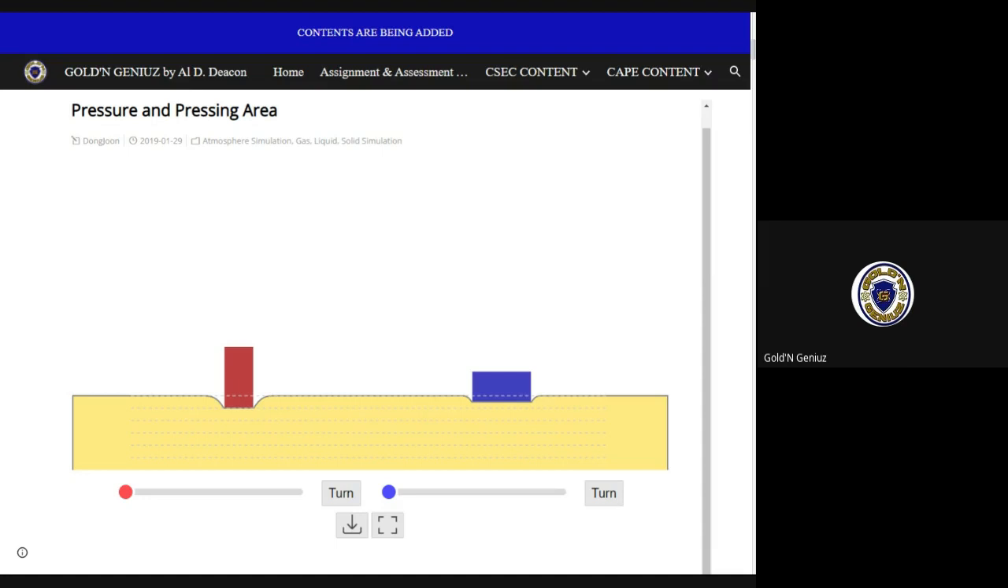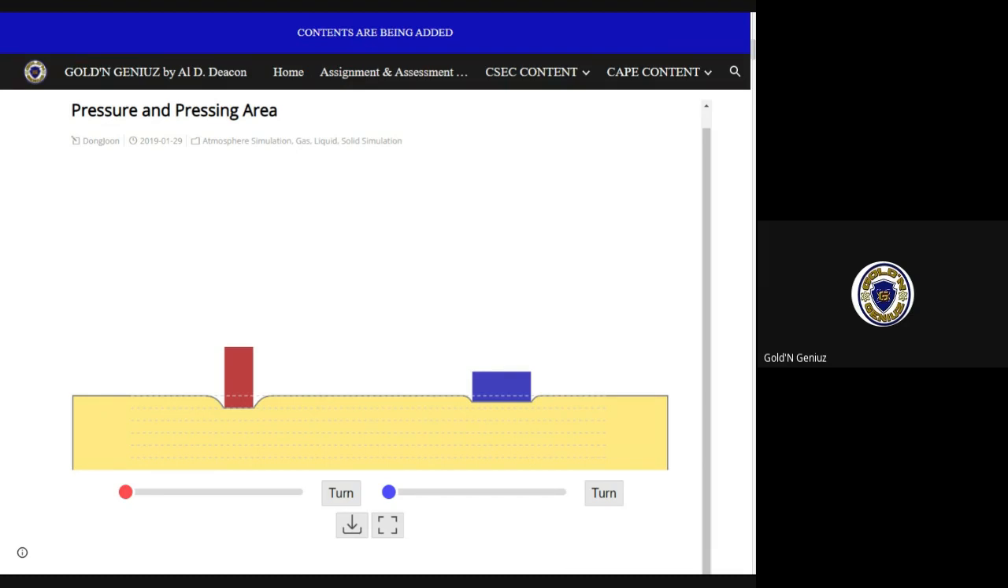O for orange, B for blue. Which of these are applying the greater pressure on the surface? And I'm seeing all my students saying O. And I will agree with you guys. It is O. Why? You notice that the area of the orange shape touching the surface is much smaller than the area of the blue. Good? And for that reason, we're seeing more pressure being applied.